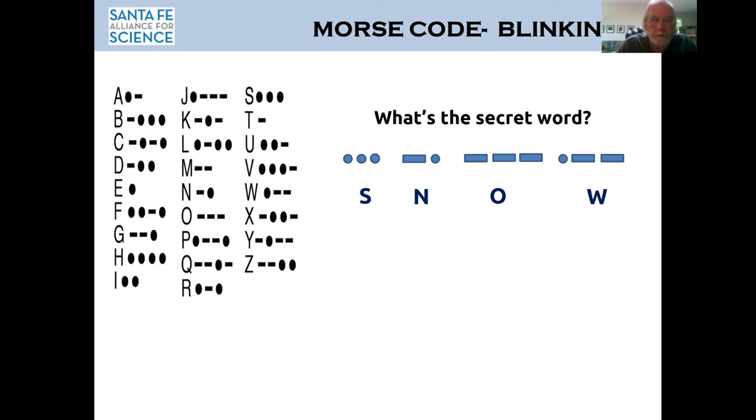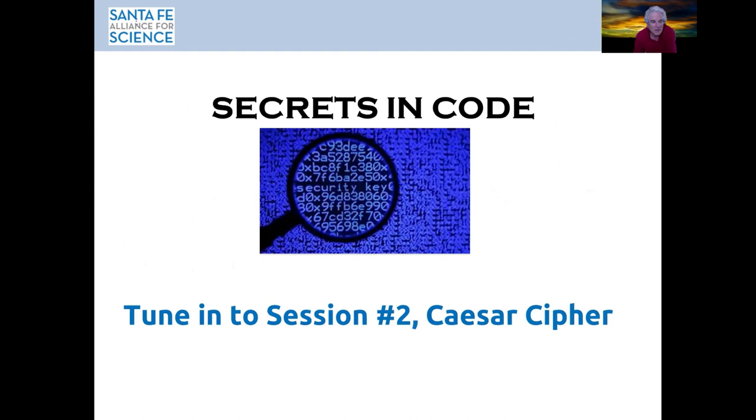So now you know different ways to use Morse code. You can write the symbols. You can use sound, whether it's your voice or an instrument. You can use a flashlight, or you can just blink your eyes. Well, we hope that you have fun with this Morse code exercise.